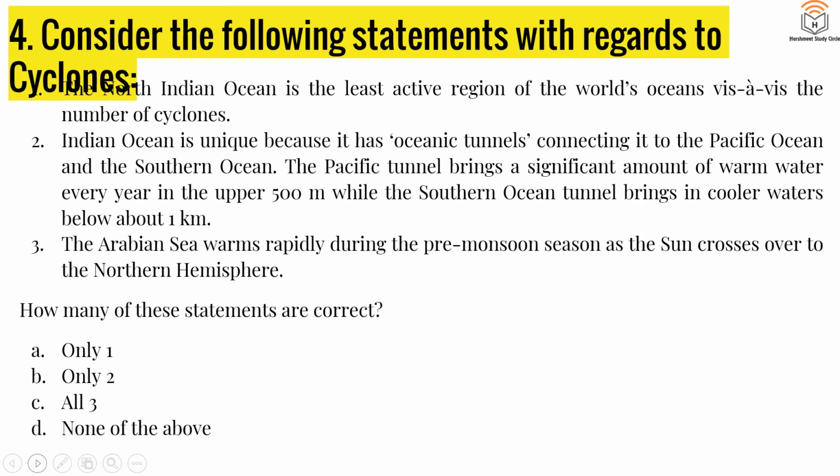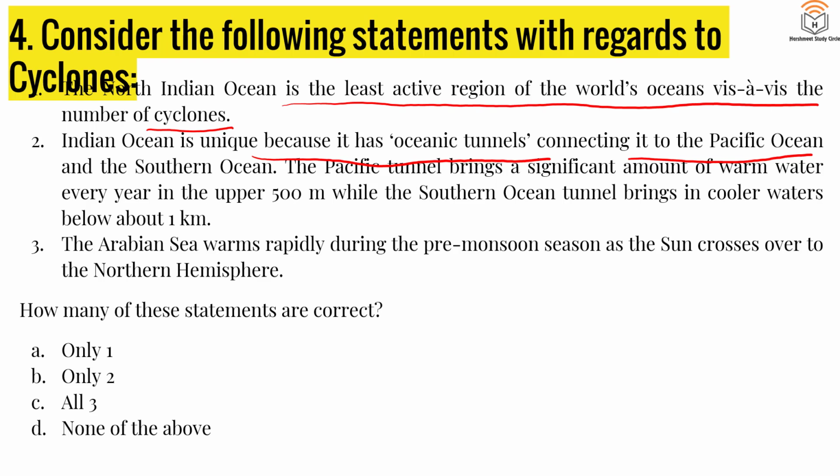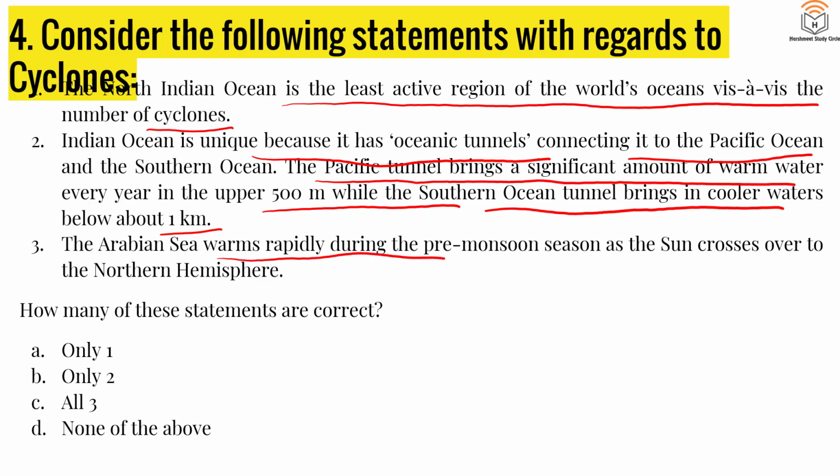Next, question number 4. Consider the following statements with regards to cyclones. Number 1. The North Indian Ocean is the least active region of the world's oceans vis-a-vis the number of cyclones. Second, Indian Ocean is unique because it has oceanic tunnels connecting it to the Pacific and the Southern Oceans. The Pacific Tunnel brings a significant amount of warm water every year in the upper 500 meters, while the Southern Ocean Tunnel brings in cooler water below 1 kilometer. Third, the Arabian Sea warms rapidly during the pre-monsoon season as the sun crosses over to the northern hemisphere. How many of these are correct?